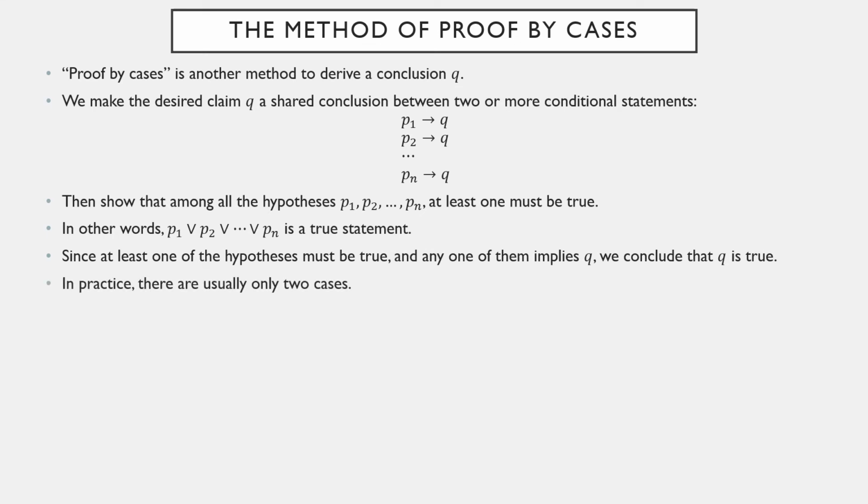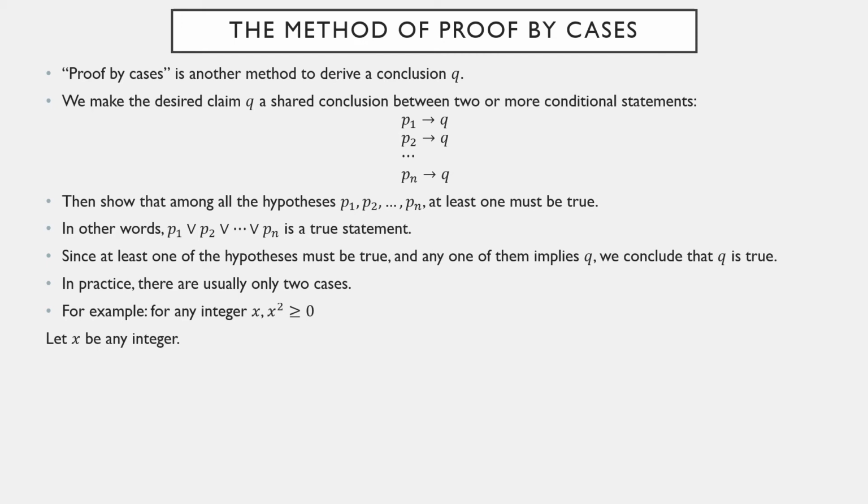In practice, you usually only have two cases. There's not a horrendously long list of statements to prove here. Usually there's just going to be two different conditional statements and a disjunction of two hypotheses, but there might be 3, 4, or even more. So here's an example of a claim. For any integer x, x squared is bigger than or equal to 0. The square of any integer is bigger than or equal to 0. This makes sense to us. We're used to it, but can we prove it?